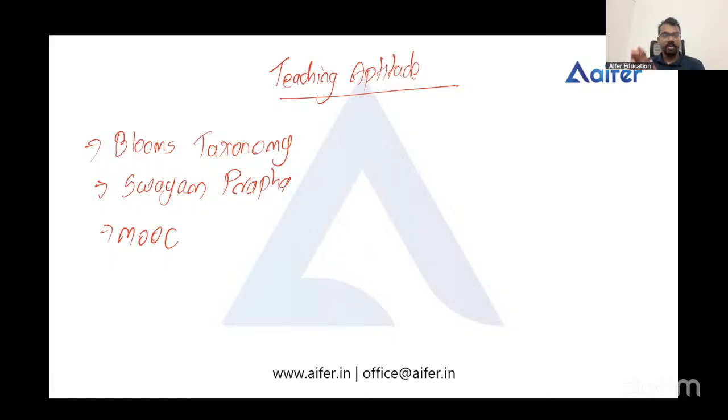So there is a question from Bloom's taxonomy, a question from Swayamprabha, a question from MOOC, another from Bloom's taxonomy, and a question from adult learning. These are the important topics from which we have questions in teaching aptitude.